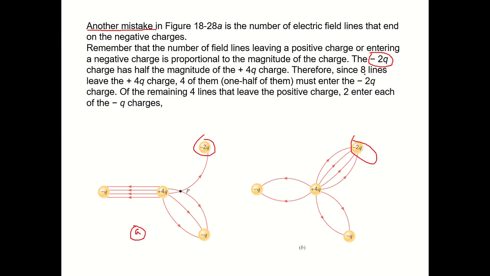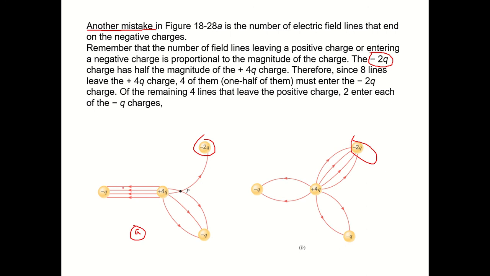Therefore, since 8 lines leave positive 4q, we have 4 going this direction, 5, 6, 7, 8. So there are 8 lines leaving the positive 4q charge. So 4 of them, meaning 1/2 of them, must enter 2q. So this is okay. This is the right way of doing it. Of the remaining 4 lines, 2 enter each of the negative q charges.